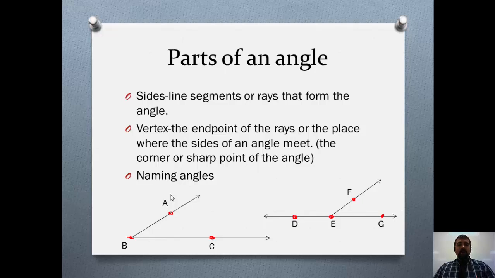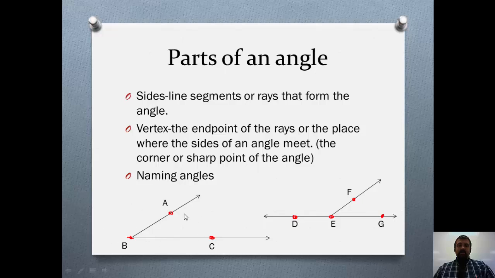The vertex is a point, and the side is going to be some one-dimensional figure, a line, a ray, a segment, something of that sort. When we combine those two, it will be a two-dimensional shape like this. This right here is an angle. These two rays, ray BC and ray BA, form the sides. Point B forms the vertex.